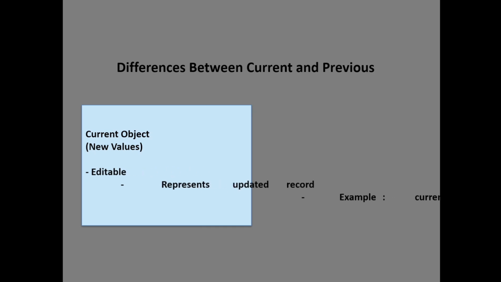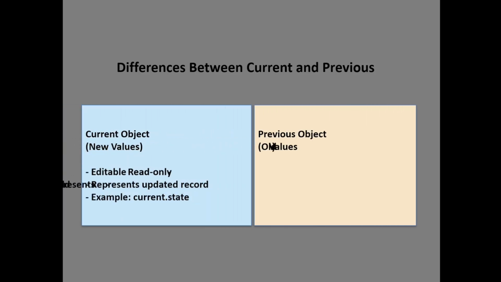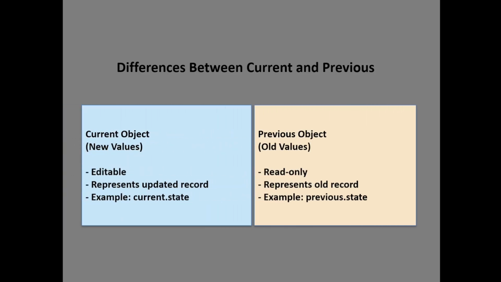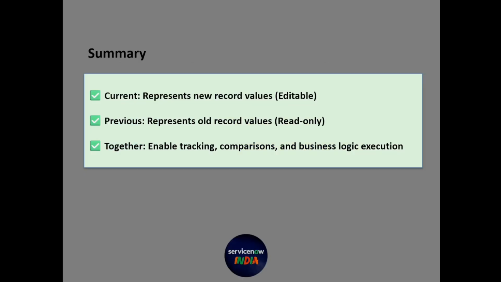Regarding the current and previous objects in a business rule, the current object is meant for the new values. We can edit the values of the current object, and it represents the updated record values. For example, you can mention current.state. The previous object holds the old values of the column or field, which are automatically read only and represent the old record value. We can mention previous.column name, for example previous.state.